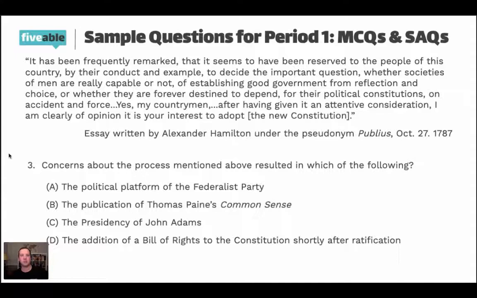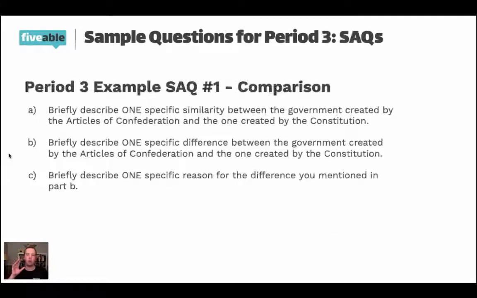Let's go on to some short answer questions. These are really nice when it comes to historical thinking skills. This is a comparison one. And again, this is an artificial exercise, so I'm trying to give you 3 different ones just to give you a variety of options here. So they might not all go together necessarily, and they wouldn't be on the exam together. But let's look at this one.